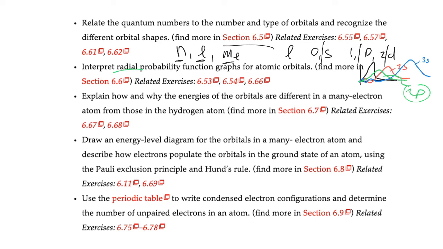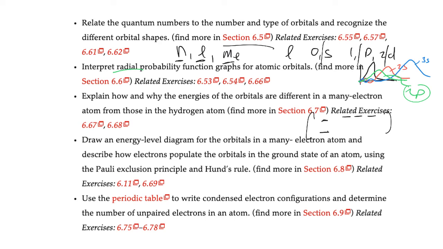Explain how and why the energies of orbitals are different in many-electron atoms from those in the H atom. Many-electron atoms have electron repulsions, so the electrons are going to be repelling each other within the atoms. That causes their energy levels to be different. This is where we get the idea of 1s to 2s to 2p in terms of relative energy, then up to the 3s. This gives rise to the ordering of the elements in the periodic table due to the relative differences of the orbital energies.